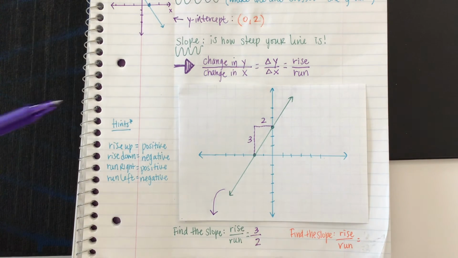Now, on the left-hand side here, I put some hints, okay? Just some things to remember. It's the same when you're plotting points and things like that. When you're going up, that's a positive, okay? When you're going down, that's a negative. When you're going to the right on a coordinate plane, that's a positive. And when you're going to the left on a coordinate plane, that is negative. So we're going to go ahead and do one more example.